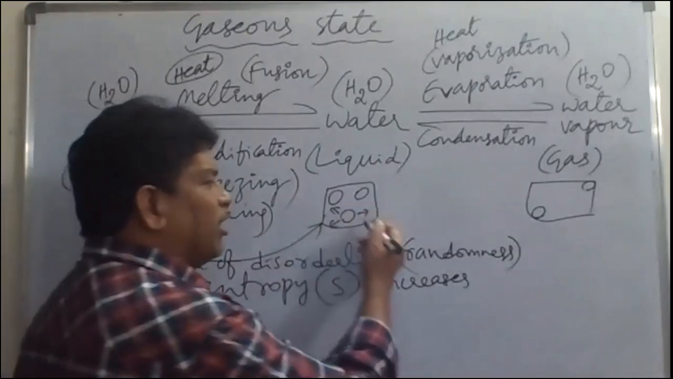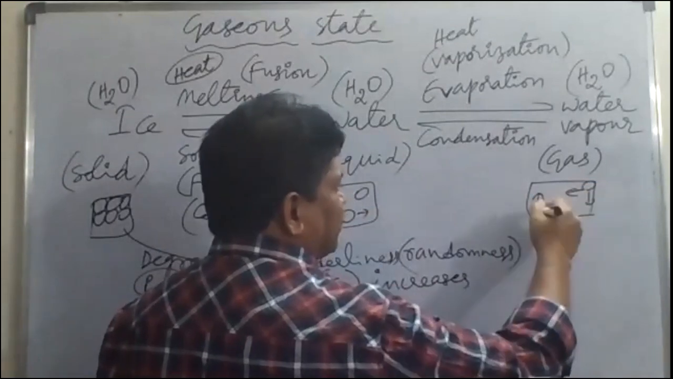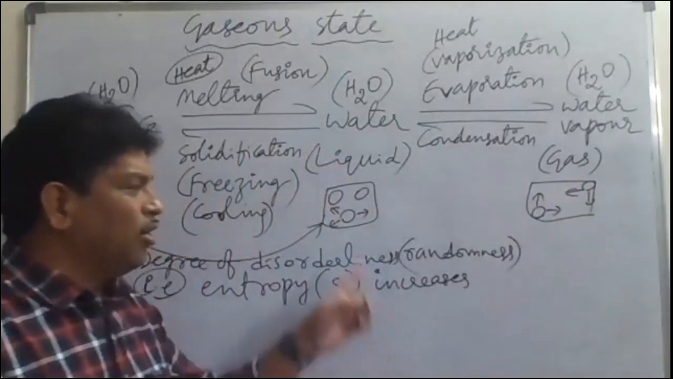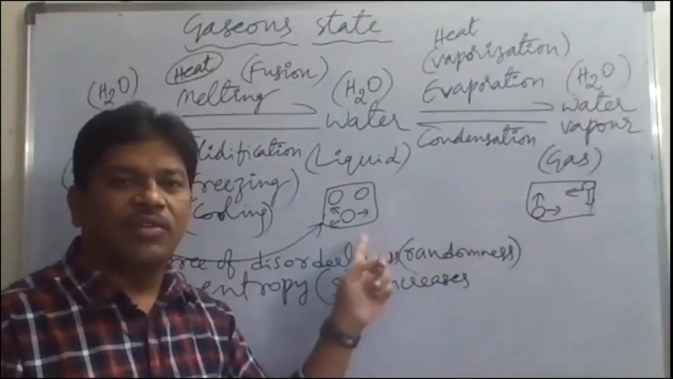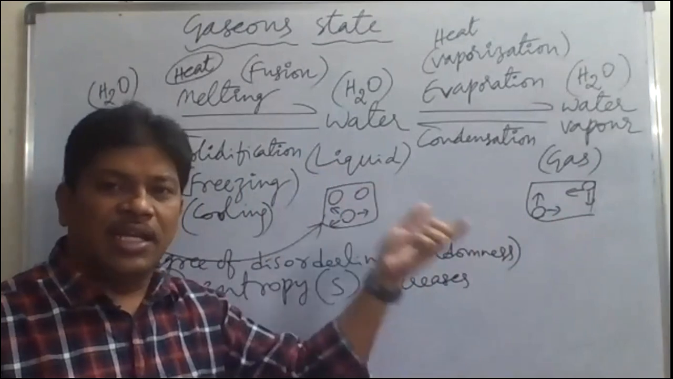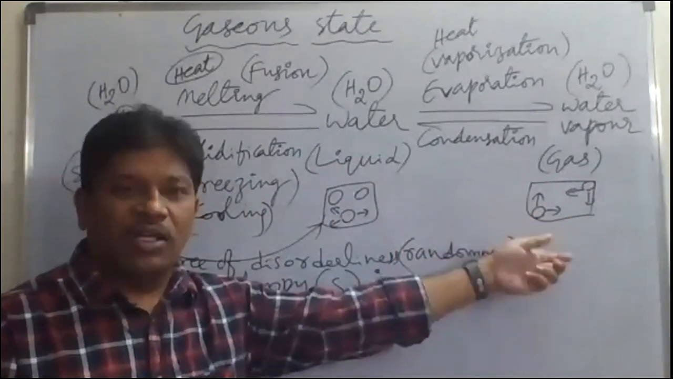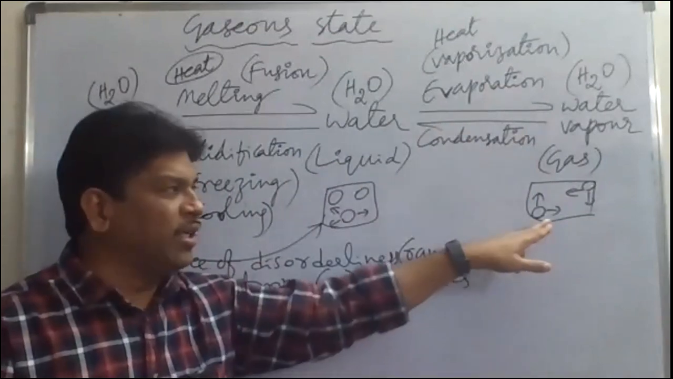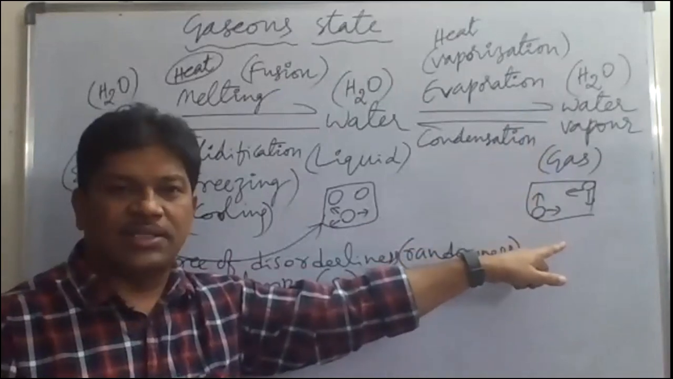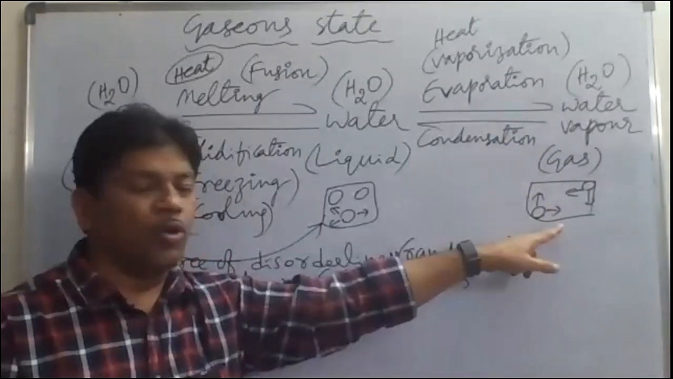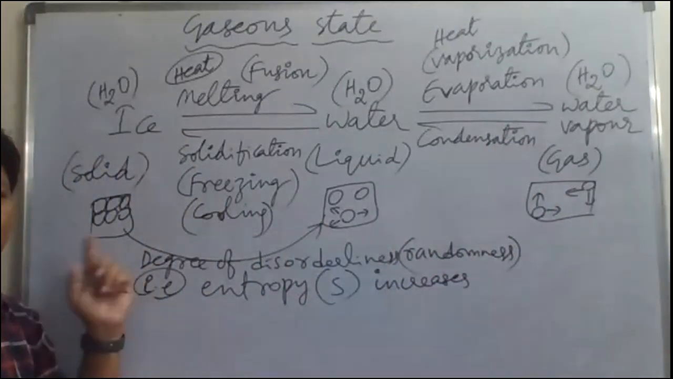Again, when you convert the liquid into gas, here also the particles are moving randomly in all directions. In which case will more disorderliness be observed, gaseous state or liquid state? In gaseous state, the degree of disorderliness is greater. The more the degree of disorderliness, the more the entropy; the more the randomness, the more the entropy. So more entropy for gases and less entropy for solids.